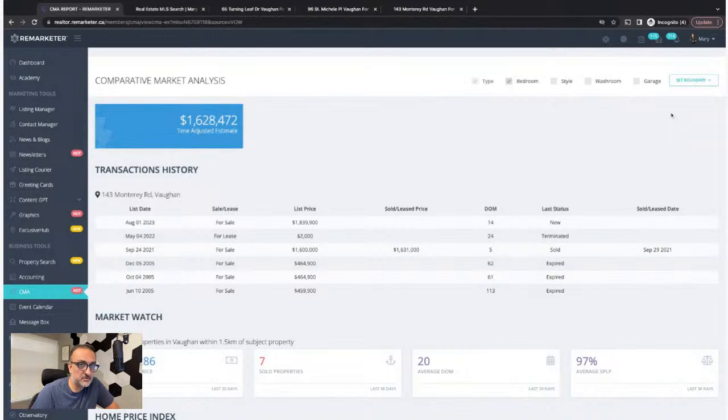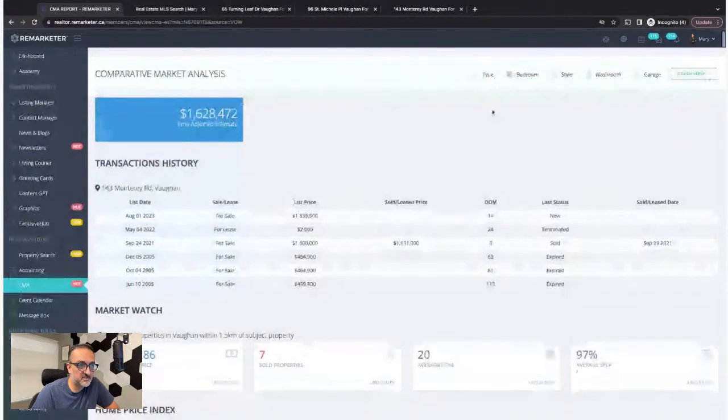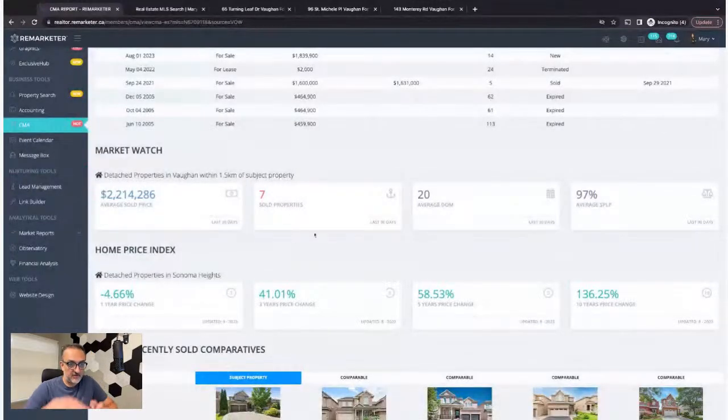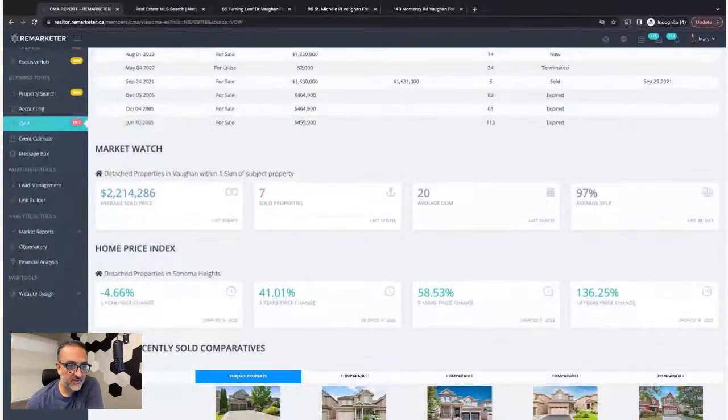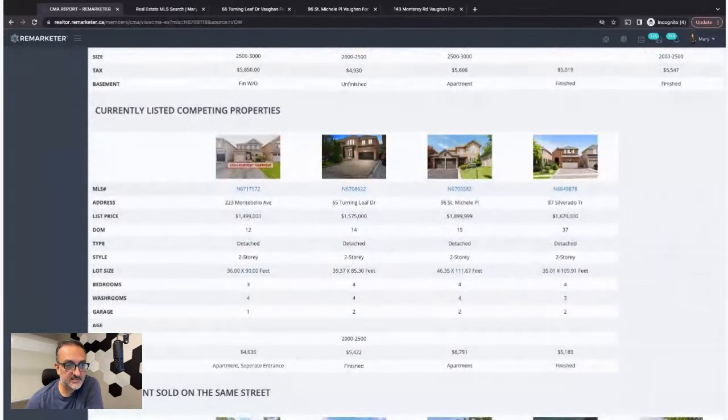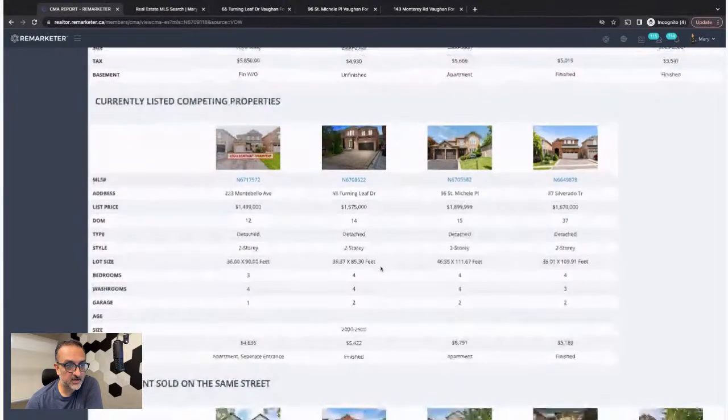So if I change the 1 kilometer to 1.5 kilometers, now I have 7 sold properties, and the average price is now 2.2. So now I have more expensive properties within my bucket, and I can go down and I can see that I now have 4 currently listed properties that can compete with this property. Yet again, they're all less expensive than what I have.